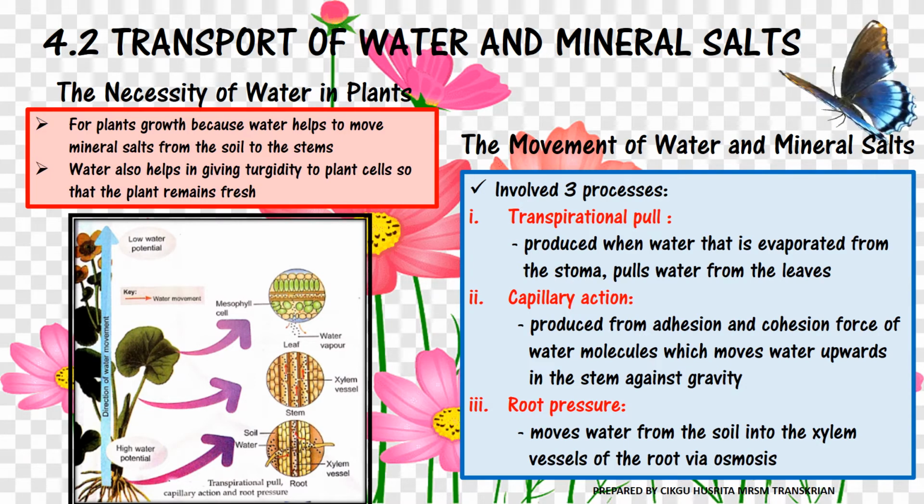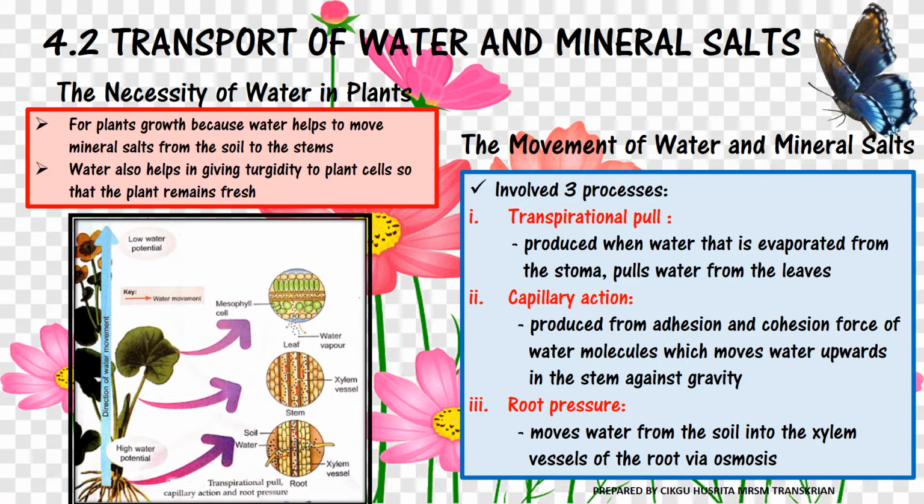Okay, so the movement of water from soil to leaf is assisted by three processes: transpirational pull, capillary action and root pressure. Transpirational pull occurs in the leaf, which is produced when water that is evaporated from the stoma pulls the water from the leaf. That one is the transpirational pull.